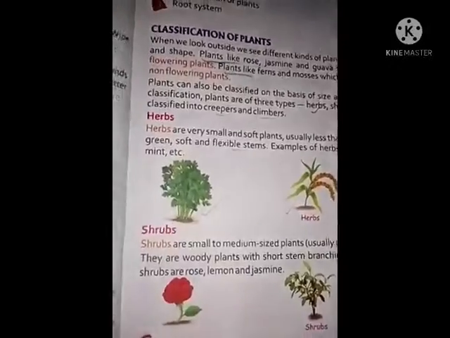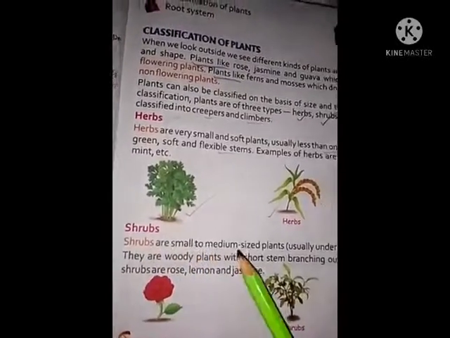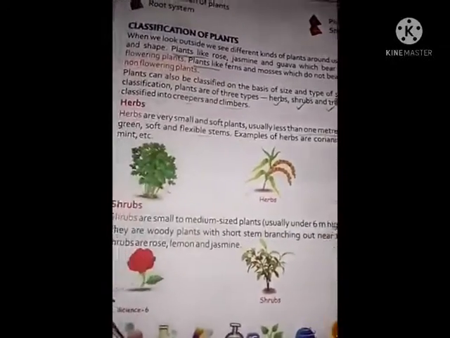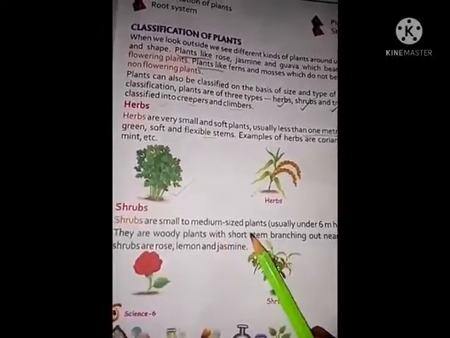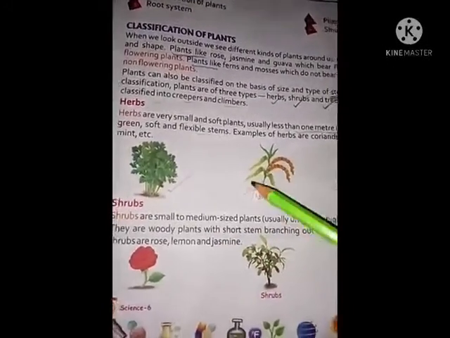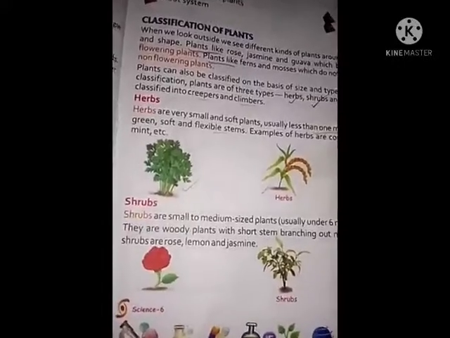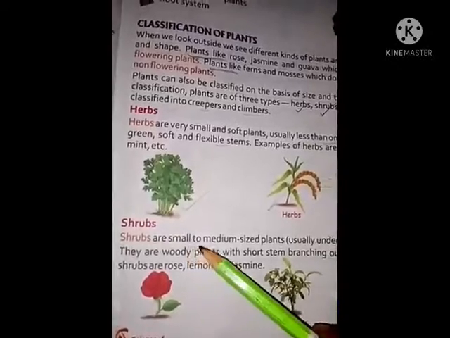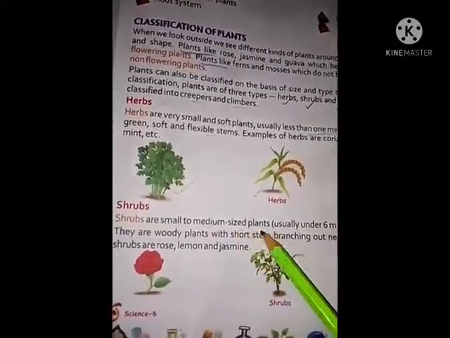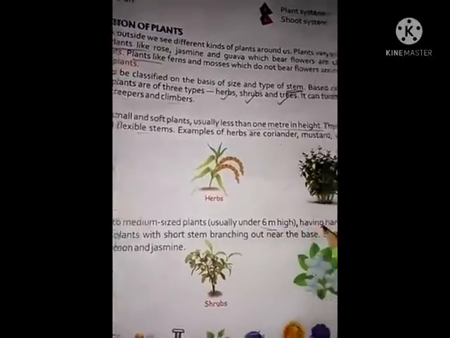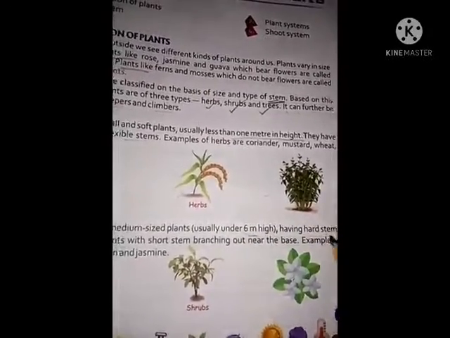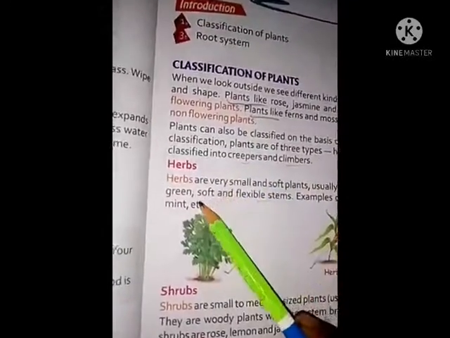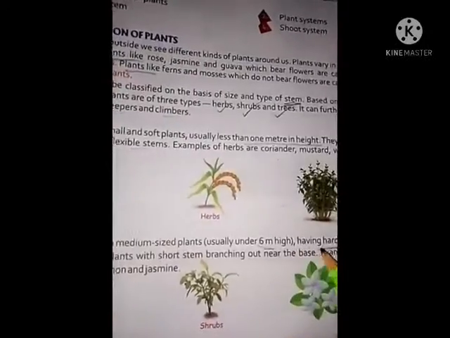Okay, remember this. Shrubs are small to medium sized plants, usually under 6 meter height, having hard stems. So shrubs are medium sized plants. They are larger than the herbs and smaller than the trees. Shrubs have hard stems. See this difference: herbs have soft stems but shrubs have hard stems.